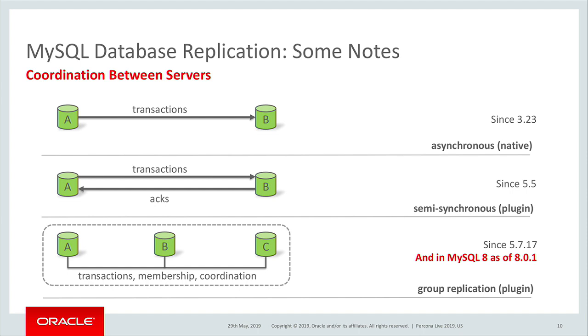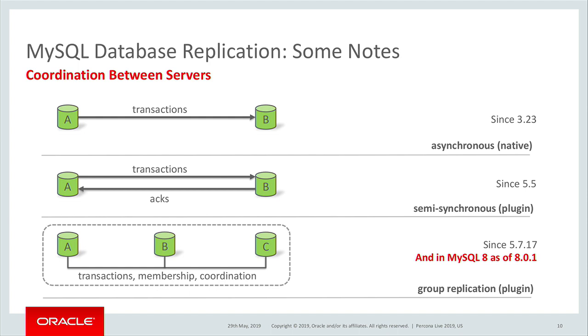Just a quick recap. As I mentioned earlier, MySQL Replication has been in MySQL since 3.23. Back then it was an asynchronous replication between a master and slave, meaning that I execute a transaction on my master, it gets written to the log, and eventually this log is copied to the slave.